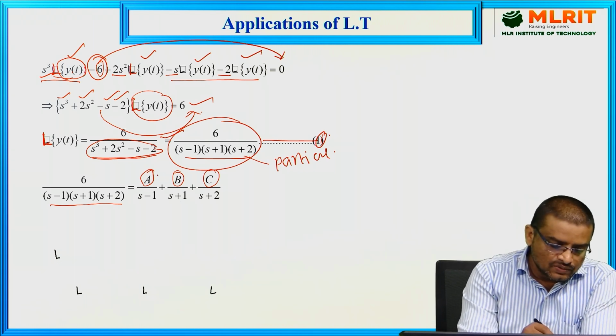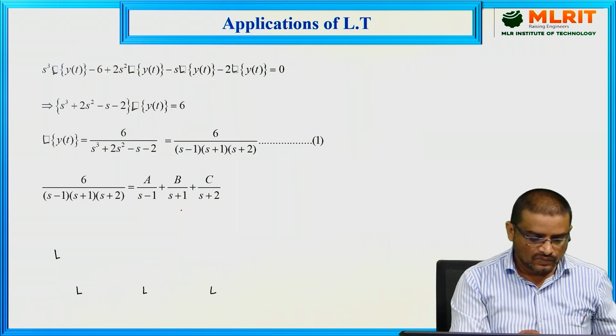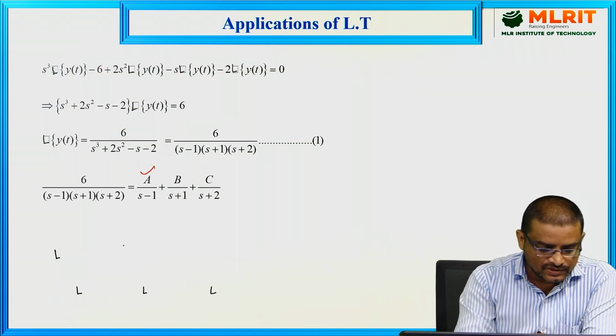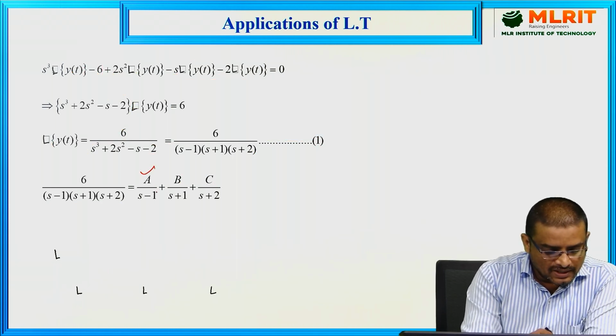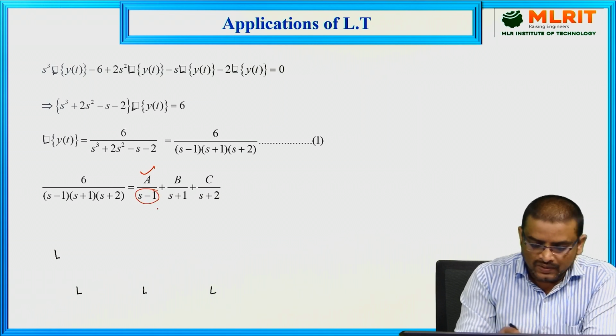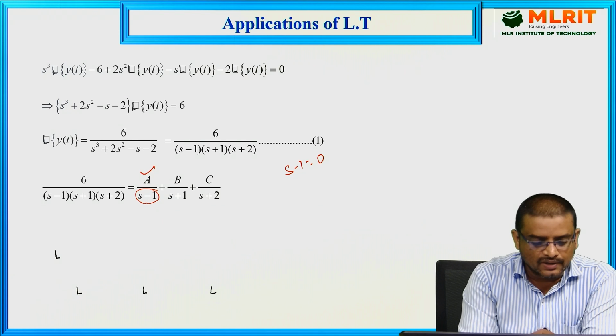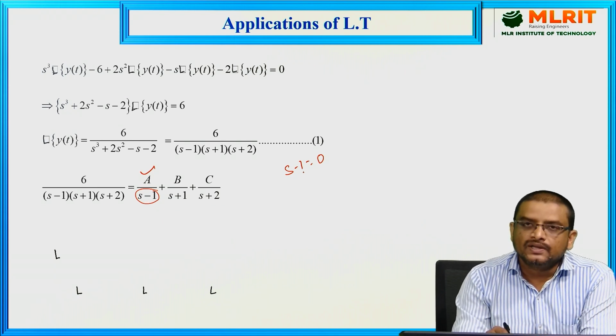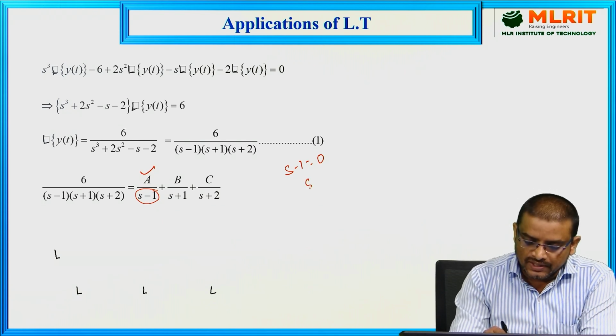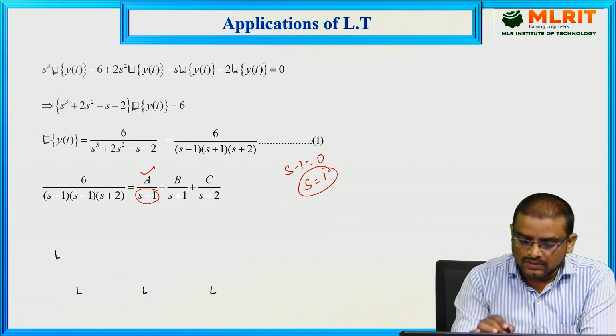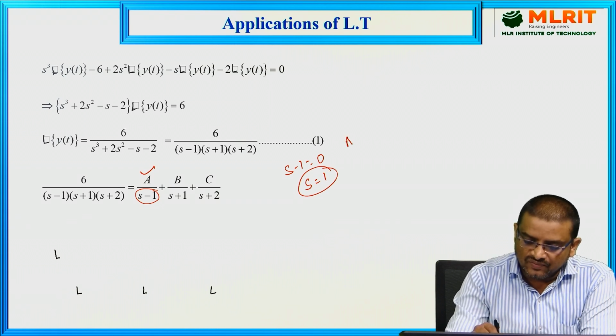Suppose you want to get the a value first. Whatever denominator we have under a, equate that denominator to 0. The denominator is s minus 1; equate that to 0, and you will get s is equal to 1. Now I am finding the value of a.